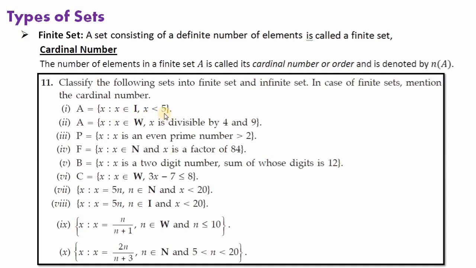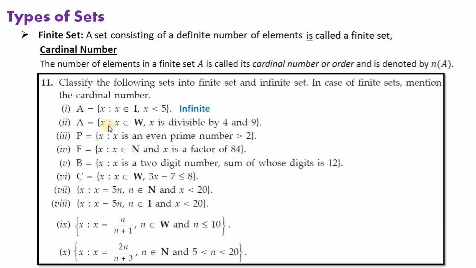So what are the integers less than 5? It is 4, 3, 2, 1, 0, minus 1, minus 2, minus 3, and it continues, right? Till where it continues, we don't know. So that's why the first one is an infinite set. We are not able to count how many elements are there.